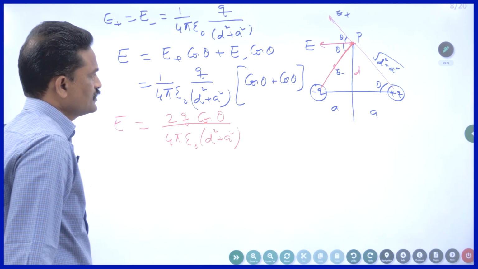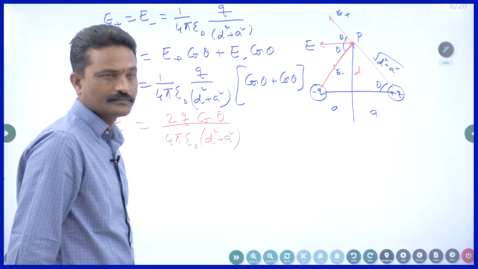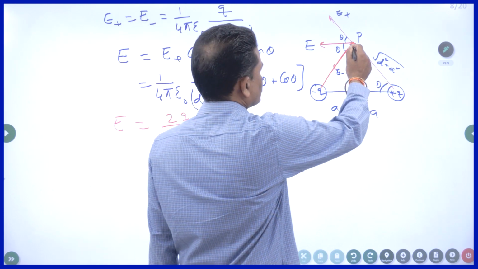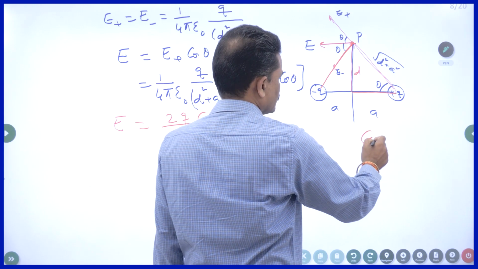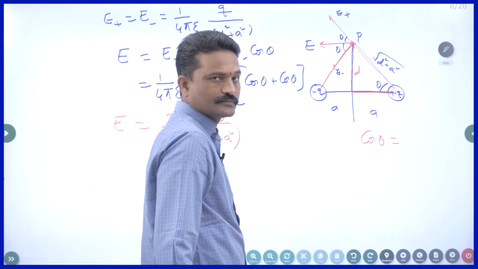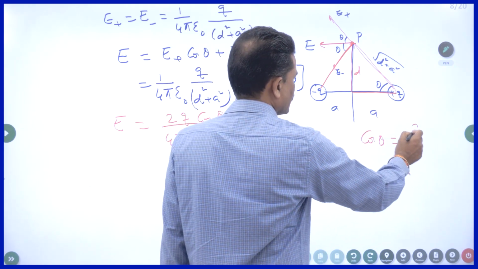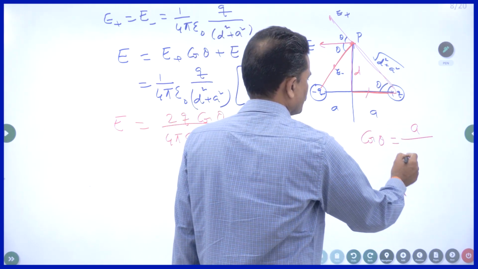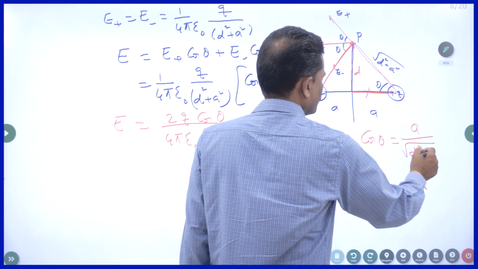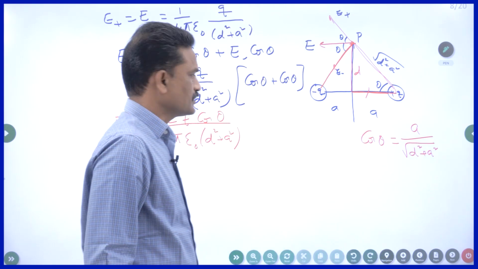You should be in a position to write the value of cos theta. From this triangle, take this triangle, write the value or expression for cos theta. So cos theta is equal to adjacent, which is a, divided by hypotenuse, which is the square root of d square plus a square. Substitute that here.